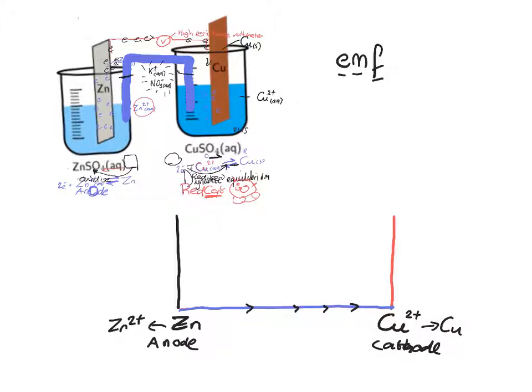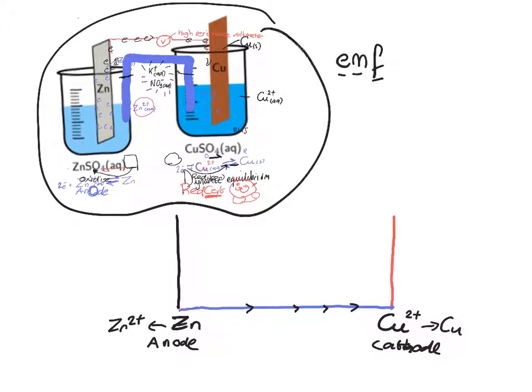The two half cells, half and a half, make one, so the whole thing is called a cell. The electromotive force, if generated under standard conditions, is known as E cell, with this symbol here saying it is standard. So the bigger the difference between the two half cells, the bigger the EMF and the bigger the voltage.